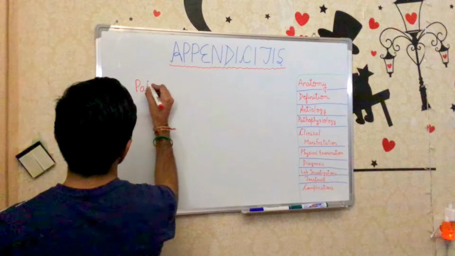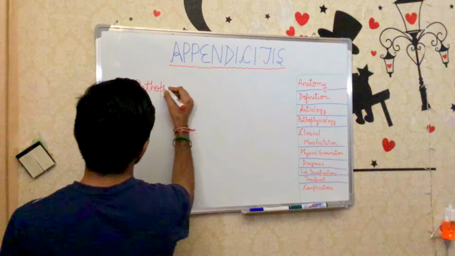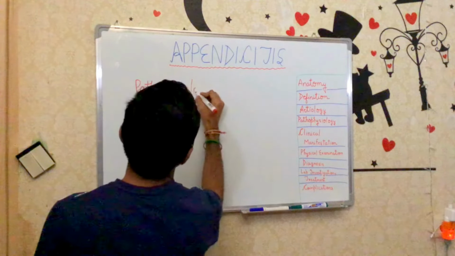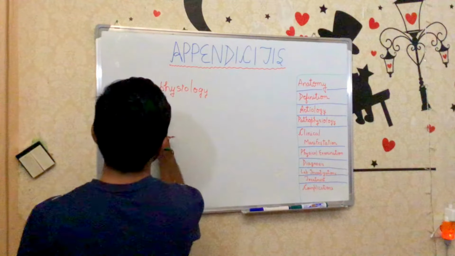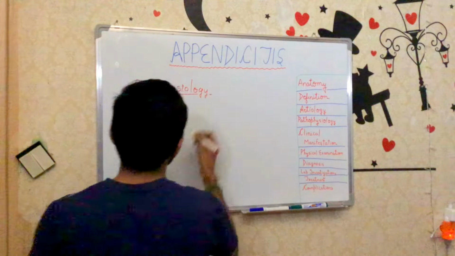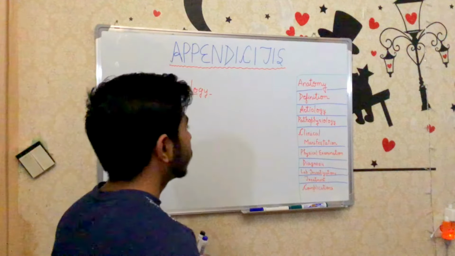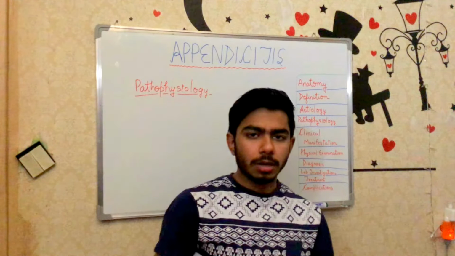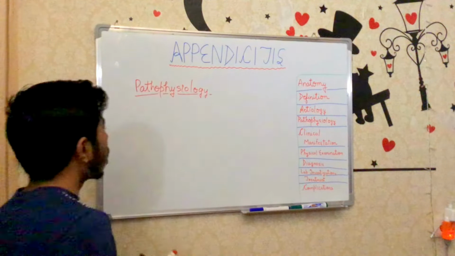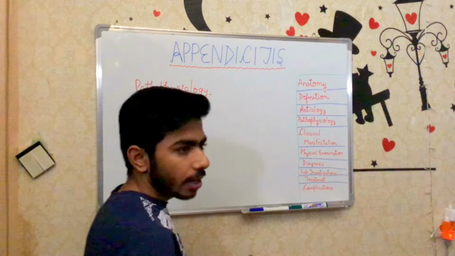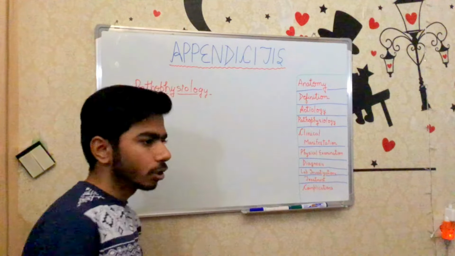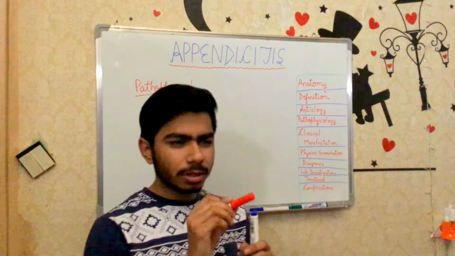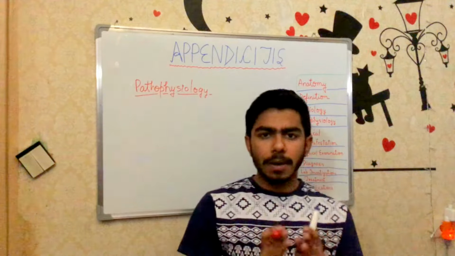Pathophysiology. As I discussed in the etiological factors, the major cause of appendicitis is obstruction. Now, how will this obstruction lead to appendicitis? Actually, what will this obstruction do? It would inflame the area of the appendix.